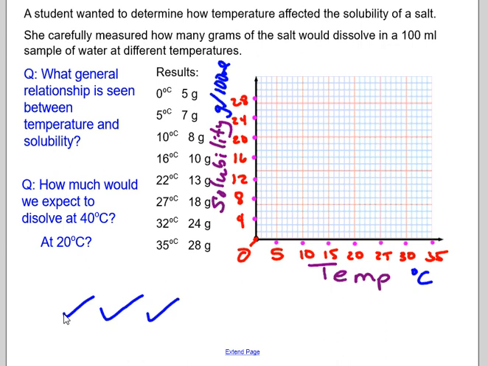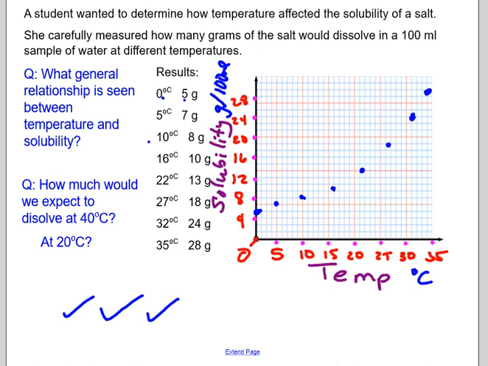Now let's plot our points. At 0 degrees, I should have 5 grams. So 0 degrees, 5 grams. At 5 degrees, I should have 7 grams. So at 5 degrees, 7 grams. At 10 degrees, we are at 8 grams. I've continued marking the measured data points, matching the actual temperature to the actual reading.